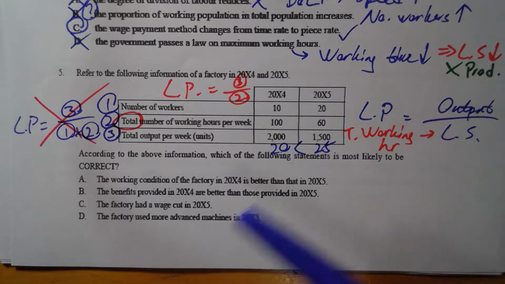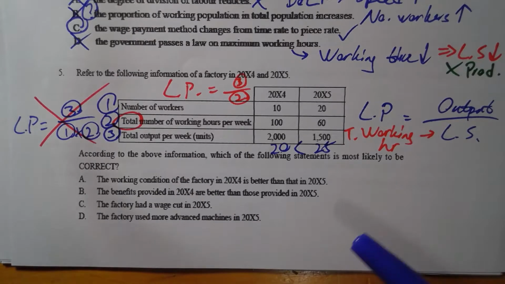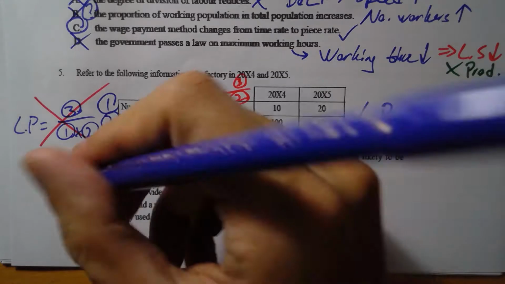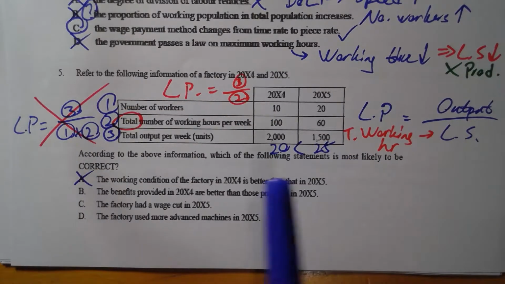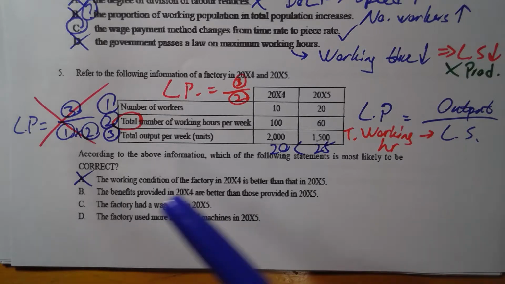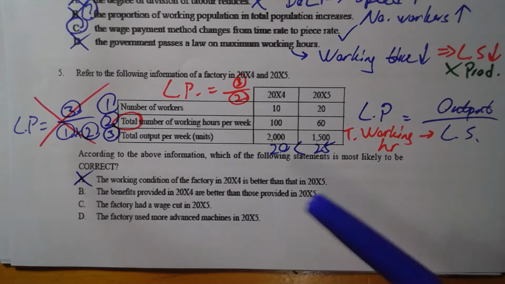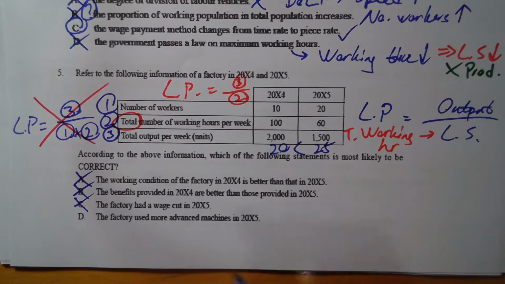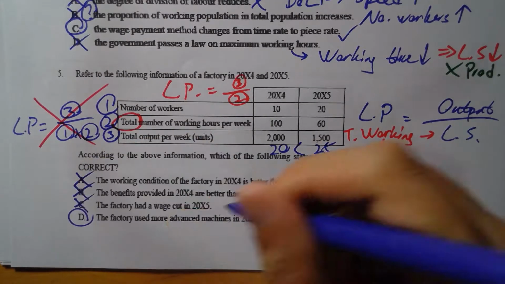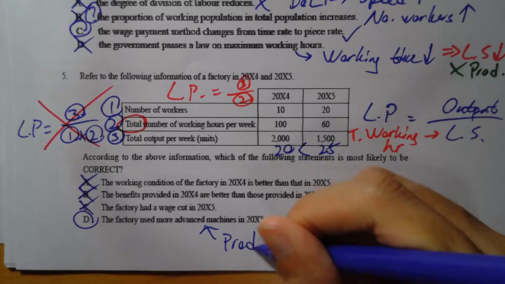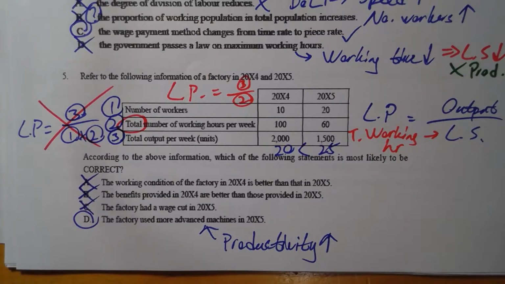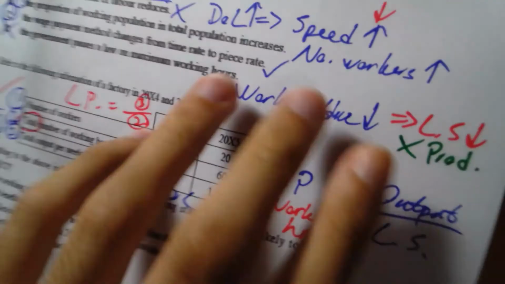Let's see. Which of the following statement is likely to be correct? Now, working condition better than 4 better than 5. No, if 4 is better than 5, then it should just be opposite, right? 係咪應該4嗰年個 productivity 高啲啊？ So no, not this. Now B, benefit provided are better. No, just exactly the same. Factory has a wage cut. Nope. Use more advanced machine. Yes, this is the answer. Advanced machine meaning productivity would increase, right? So this one I think quite easy. Let's go to the next page, okay?